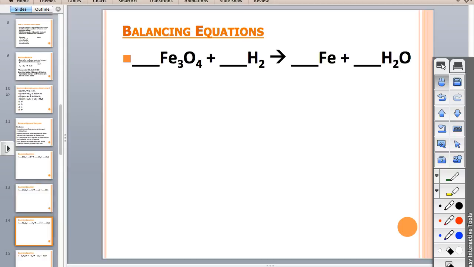So this one, do you see any single elements? Yeah. Do it just like we just did, and try this one on your own. All right, let me see. Even if it's diatomic, yes, it is still alone. Is that what you're asking?